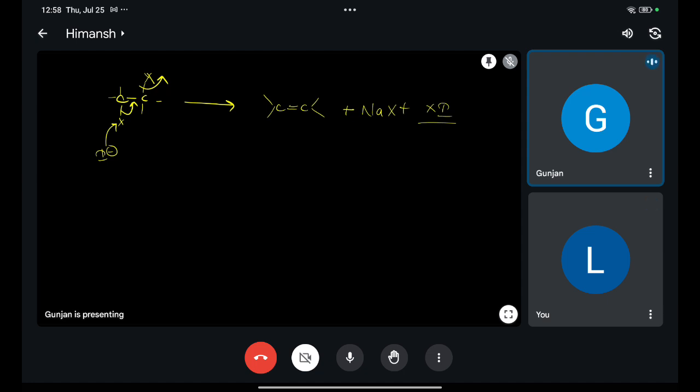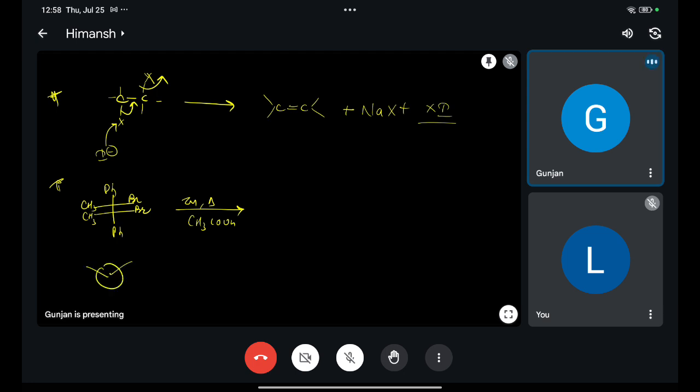And always remember this is anti-elimination. So let's say they give you the structure like this, with zinc, CH3COOH, that's it. So now first of all you have to arrange it in the proper form.